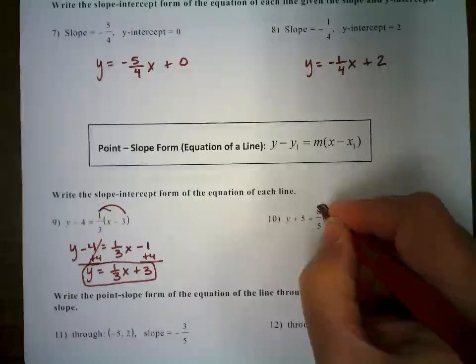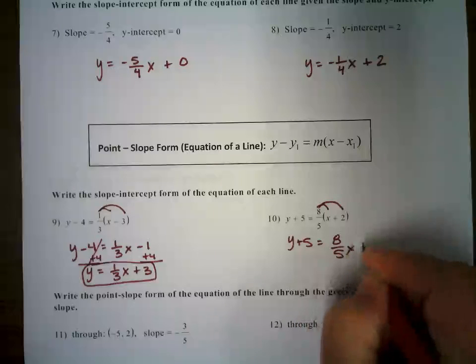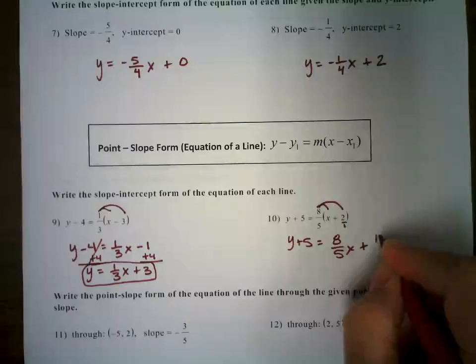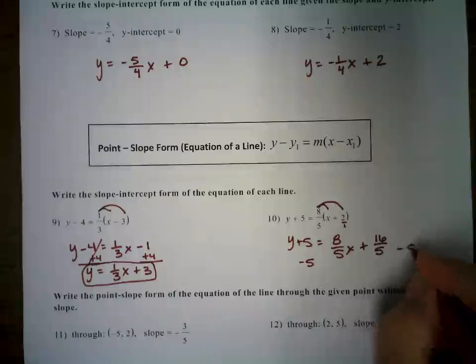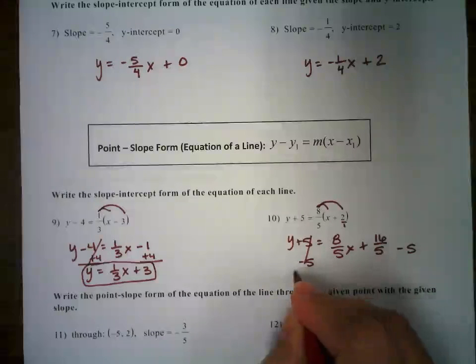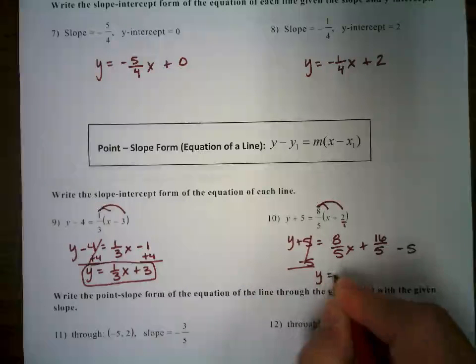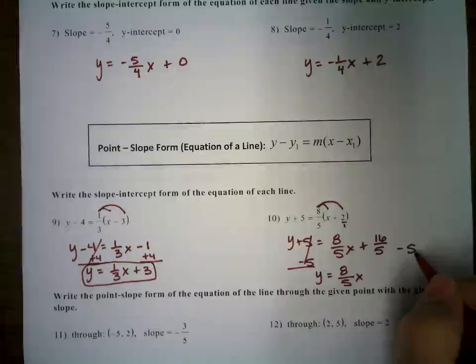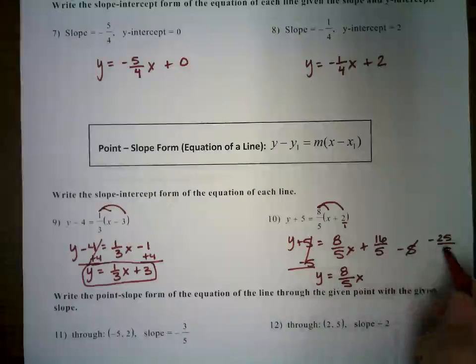Same with this one. Let's distribute, see what we get. So 8/5 x plus, remember fractions, you're going to multiply top times top, bottom times bottom, so we'll get 16/5. Okay, and then I need to subtract 5 over to the other side, but how do I subtract 16/5 minus 5, right? Well, I have to have a common denominator. So in terms of fifths, negative 5 would be 25/5.